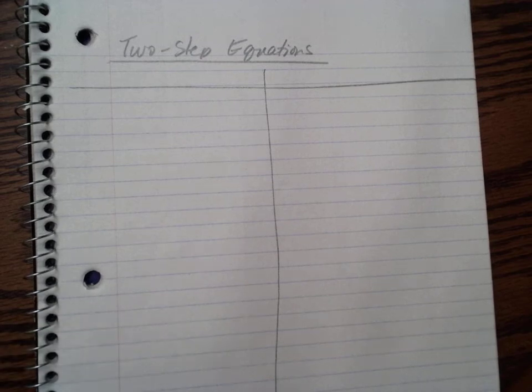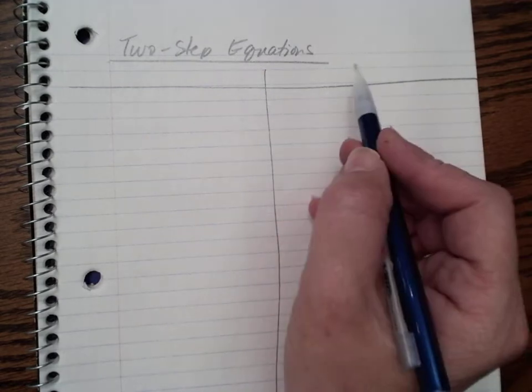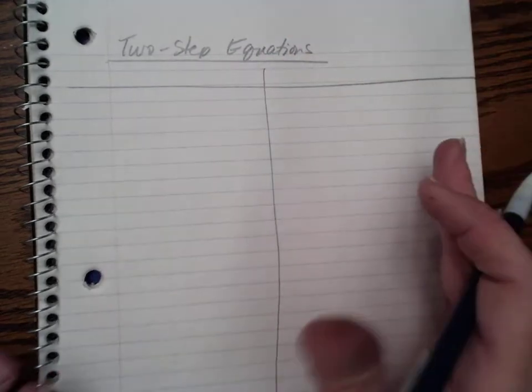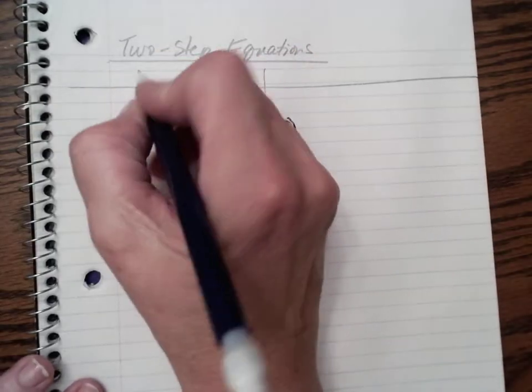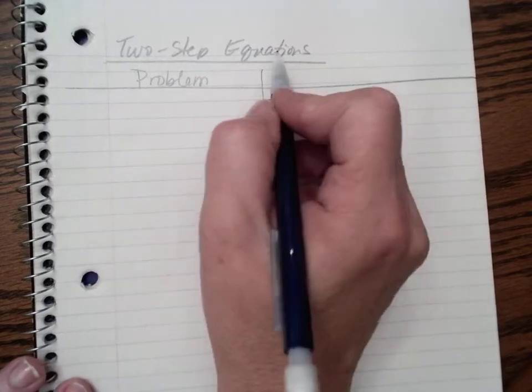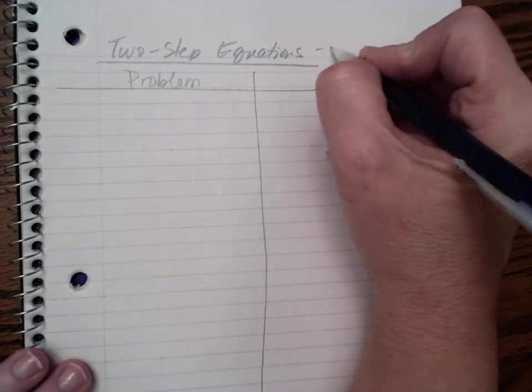This is a video for how to set up, solve, and check two-step equations. You're going to have paper. From now on, you're definitely going to be using paper. You are going to label what the assignment is, of course. So this is going to be two-step equations, and this is going to be intro video.